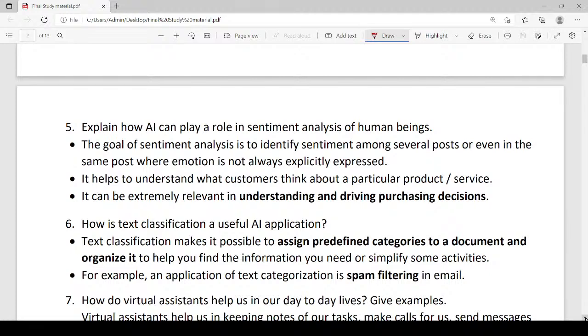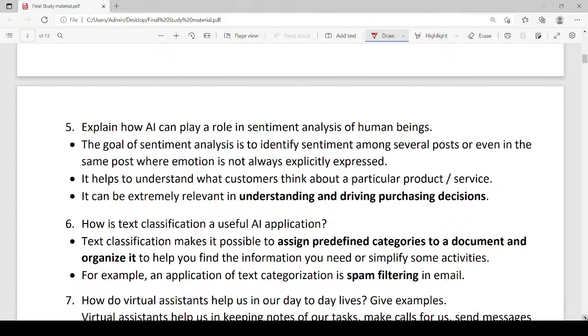Now the next question: how do virtual assistants help you in your day-to-day lives? I'm sure most of you must be using Google Assistant or Siri or in fact Cortana. How do you think they help you in your day-to-day lives? How do you make use of virtual assistants? Yes, it can call for us. You can call out the voice assistant and say call so and so. It starts calling. Very good.